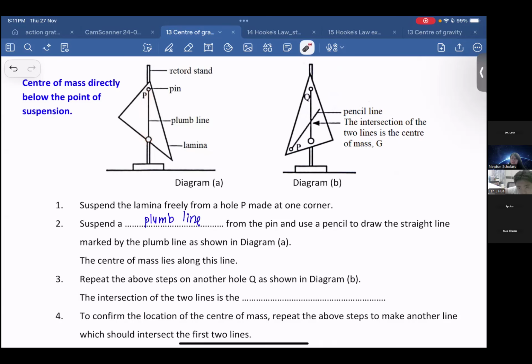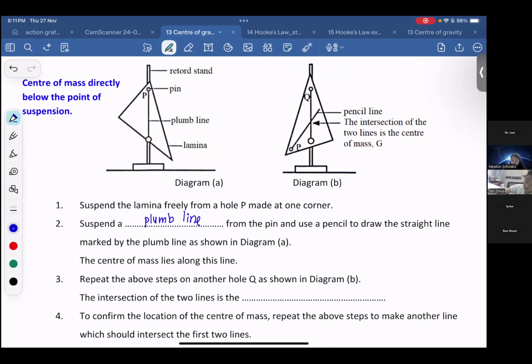Like what I mentioned, we need at least two lines. So what should we do? We repeat the steps just now by using another hole. We change our position and use the second hole, labeled as Q. Then do the same thing: hang your plumb line and draw the straight line using a pencil. The point where these two lines intersect is the center of mass, or we say center of gravity.